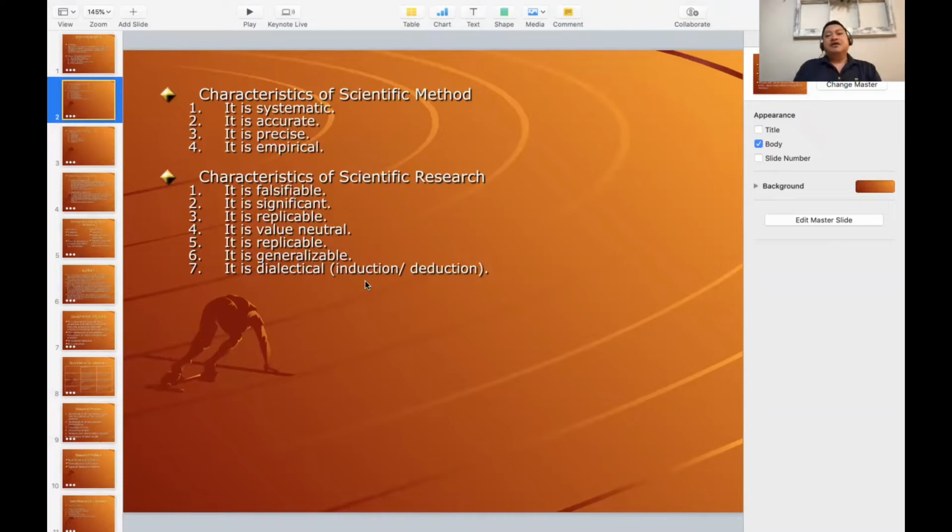Dialectical means your research can be an induction or a deduction. An induction means you are investigating a problem from specific, drawing into general conclusions, or the other way around. You are using a general theory, and after investigation, you're applying it into specific problems or details. So that is the meaning of dialectical.